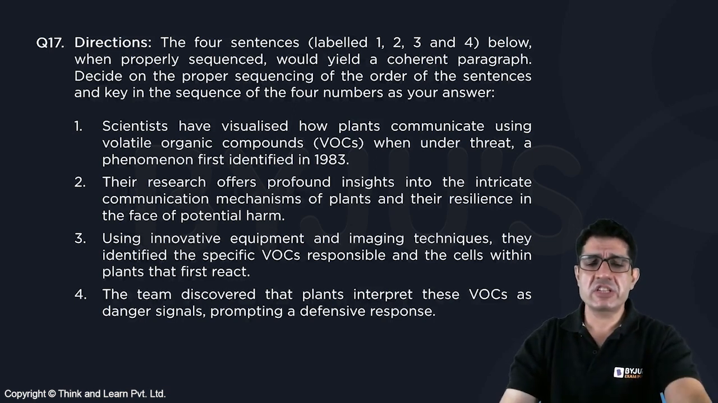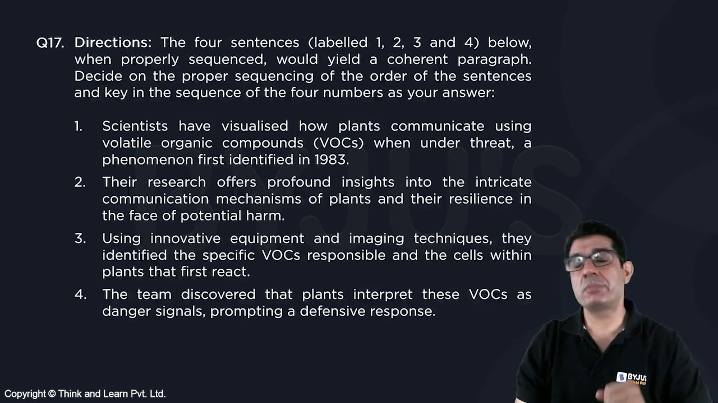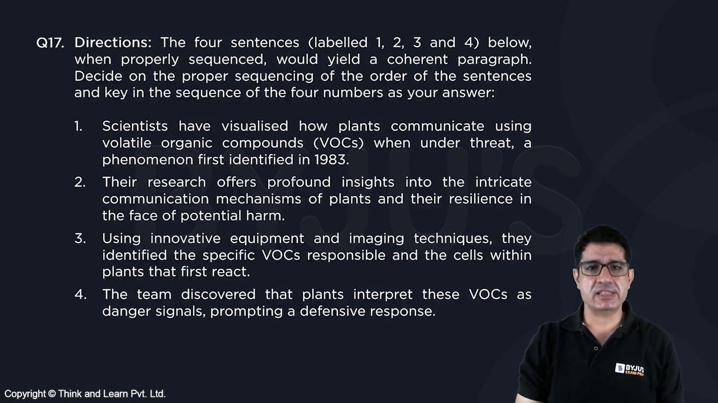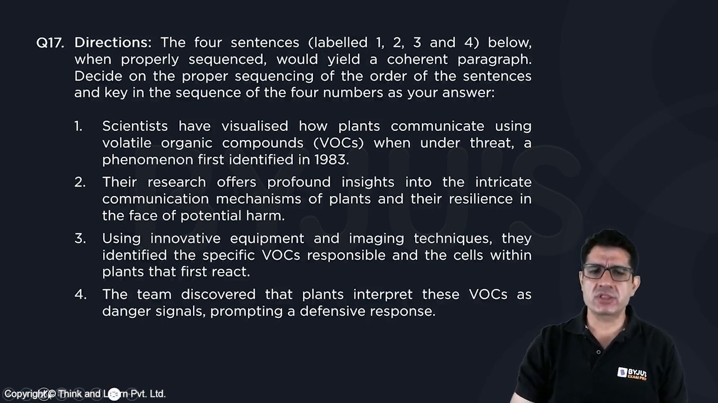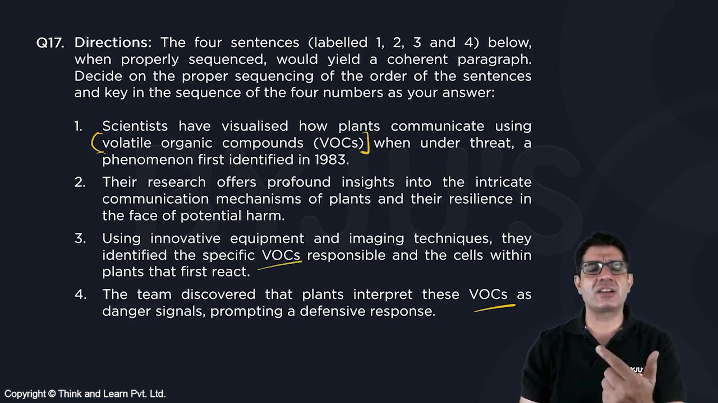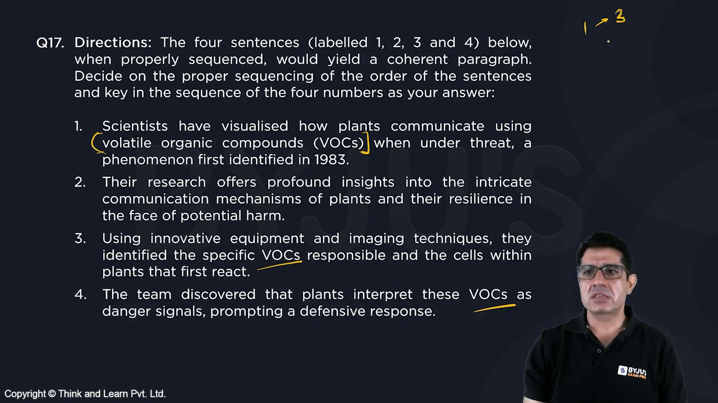So question number 17 starts the verbal ability segment for us, and the very first question that we are asked to deal with is a parajumble. One thing that I see very clearly is that there is a sentence that talks about volatile organic compounds, VOCs, and then there are these sentences that use the acronym. So it's actually abundantly clear that 1 needs to come before 3 as well as 4.